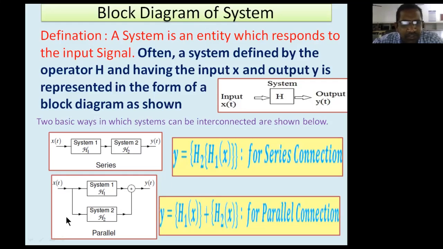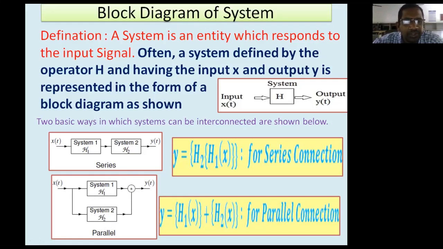And one more type of connection is the parallel connection. Now, what is the difference between these two? In a series connection, the output of system 1 is given as input to system 2. Whereas in the case of a parallel connection, the same signal x of t is given as input to all the systems connected in parallel. So we can have n number of such parallel systems and n number of such series systems. That means I can have H1, H2, H3, H4 in series, as well as H1, H2, H3 in parallel like this. So you can have n number of subsystems in order to form a system.